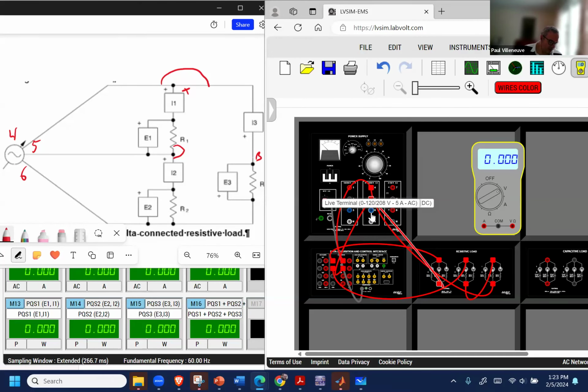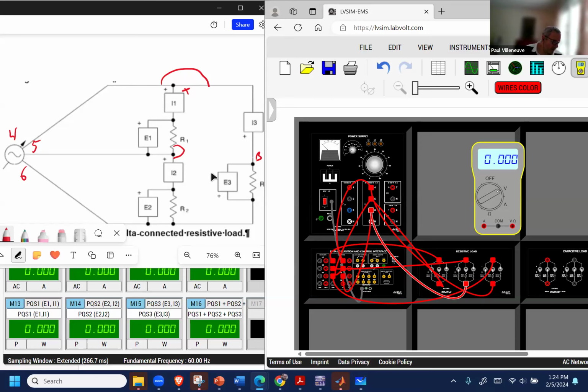It's a little squirrely, but it does the trick. And then the other one I've got to do is here, terminal 6. And then I got to do this one again over here. But what I'm going to do is I've got to take this wire that's coming on the bottom, and I'm going to run it directly over to there. Okay.